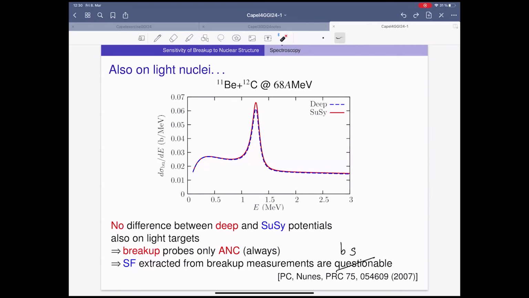Compound nucleus formation has a clear separation of scales on the time scale. You form a compound system that sticks together and then eventually decays, but with complete absence of memory of the incoming channel, which is not the case here. This is still a collision time, so 10 to the minus 20, minus 19 seconds. Compound nucleus formation is much longer.